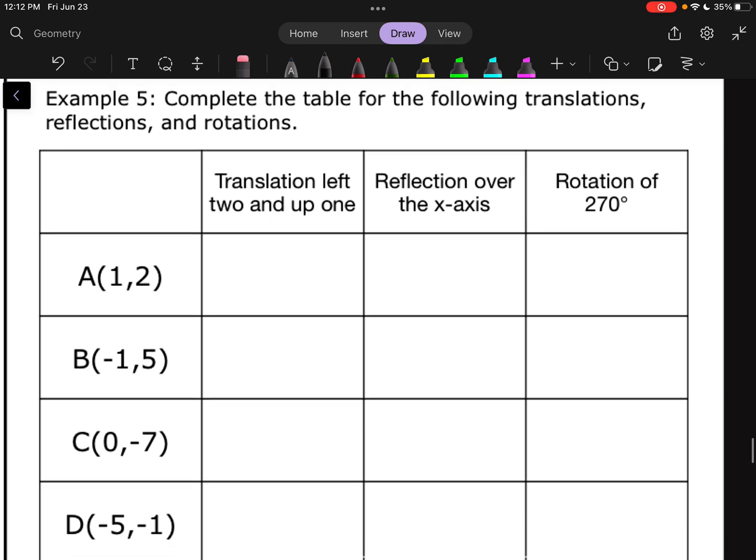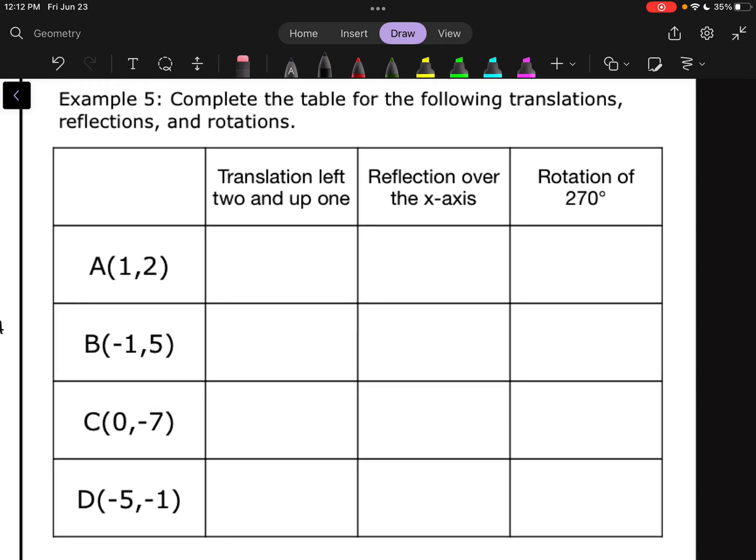Okay, so let's take a look at the last bit here. We're just going to be filling out some tables here. So it says complete the table for the following translations, reflections, and rotations. So we're going to start with those 4 points over there, and then we're going to try to remember some rules and execute these transformations. So translation left 2, up 1, that should be x -2, y +1. So let's run through that for all of these.